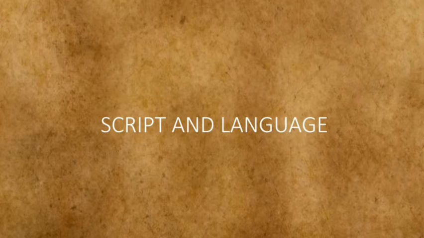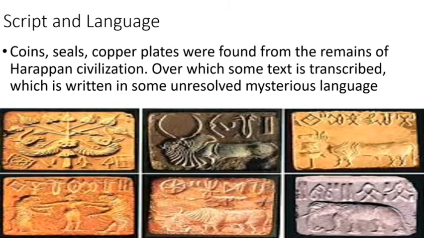Script and language. Coins, seals, copper plates were found from the remains of Harappan Civilization, over which some text is transcribed, which is written in some unresolved mysterious language.